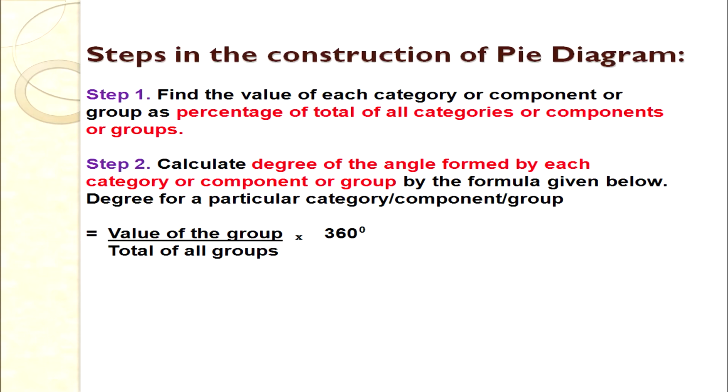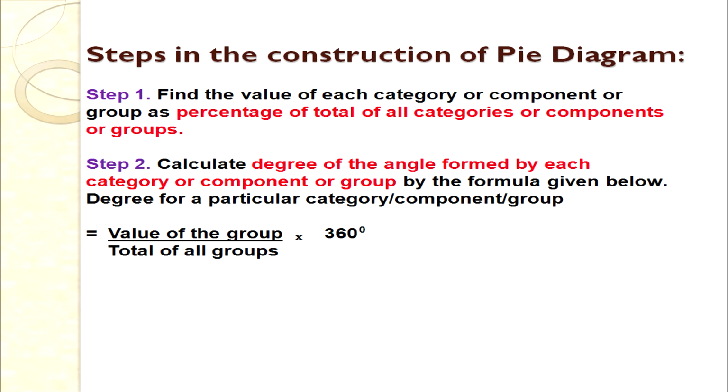The following are the steps. The very first step, we need to find the percentage of total for all categories. For this, we need to know the value of each category first, then divide by the total values and then multiply by 100. In this way, we can get the percentage of total of all categories.